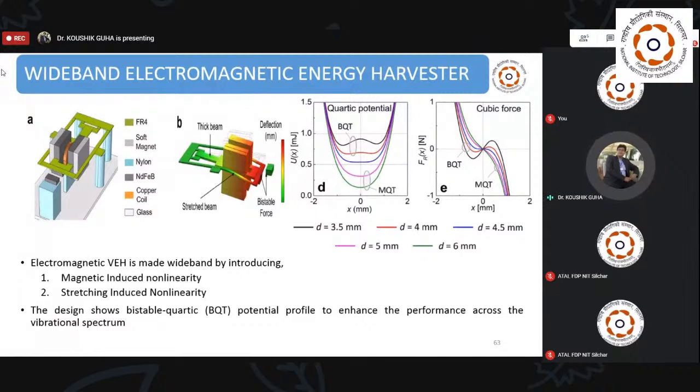Wideband electromagnetic energy harvester. A very good example is from Tyndall, who developed a very renowned, popular wideband electromagnetic energy harvester, reported in the journal Nature. Their group showed a comparison between these energy profiles, where they proposed a very new concept, the quartic potential method, called BQT, bistable quartic potential technology. In their new technology, they showed that they get very high power from the electromagnetic energy harvester using that design. The bistable quartic potential profile enhances the performance across the vibrational spectrum.